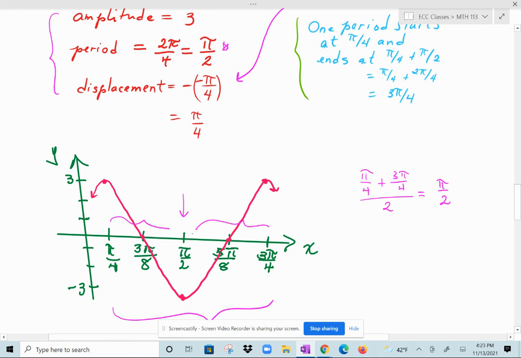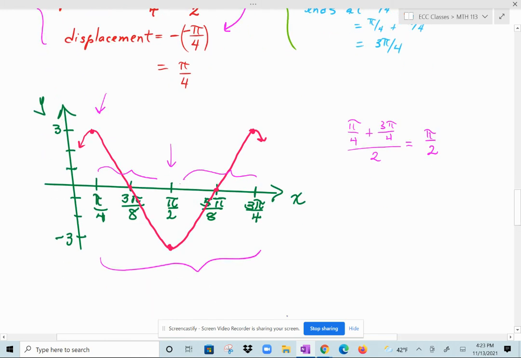So cosine typically starts at 0, 1. Since our start is at pi over 4 and our amplitude is 3, we are starting at pi over 4, 3. Then it goes down to 3 pi over 8, 0. Then in the middle, it's at negative 3. Then it returns back to 0, and it should end at 3 pi over 4, 3.